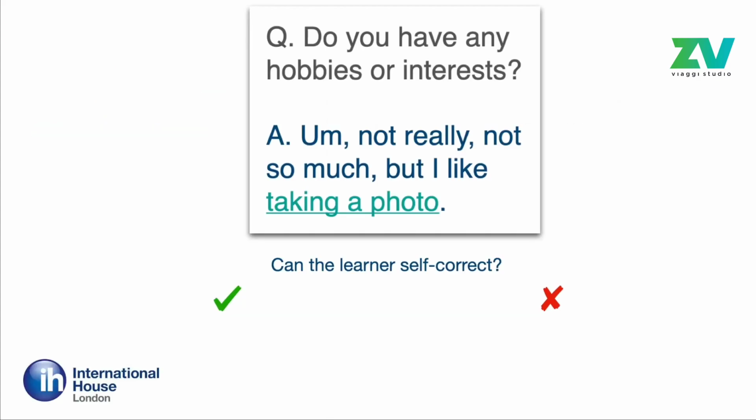Here the learner says taking a photo, and they should say taking photos. If the learner can self-correct this error, then it is a slip. Slips do not need lengthy correction. If the learner cannot self-correct the error when prompted, and others are also unable to do so, then this is most likely a mistake. Mistakes require longer to remedy.